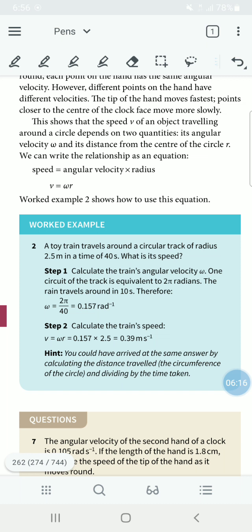You would have arrived at the same answer by calculating the distance traveled, that is the circumference of the circle, and dividing it by the time taken. Once again, the total distance divided by time taken is the speed. That also you would get the same answer.